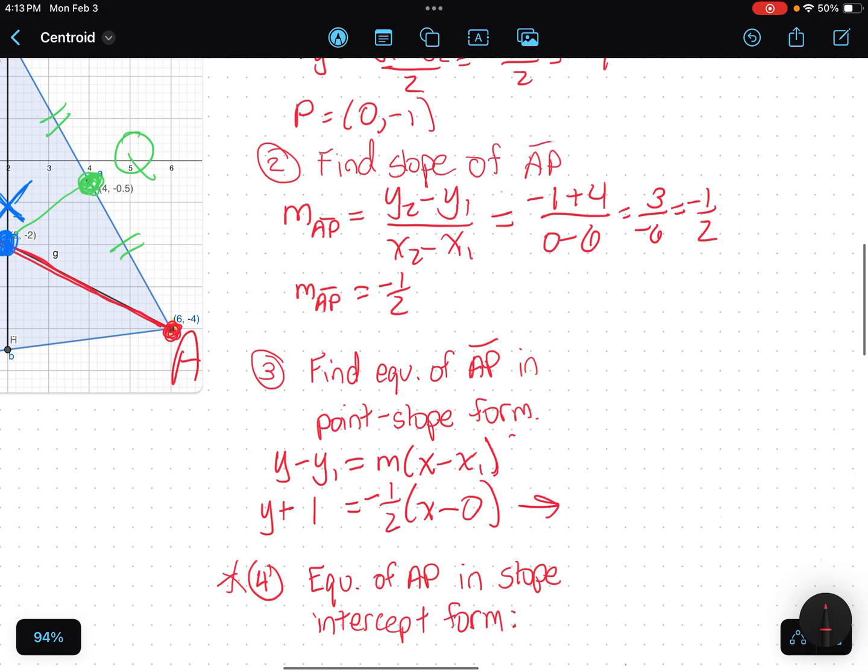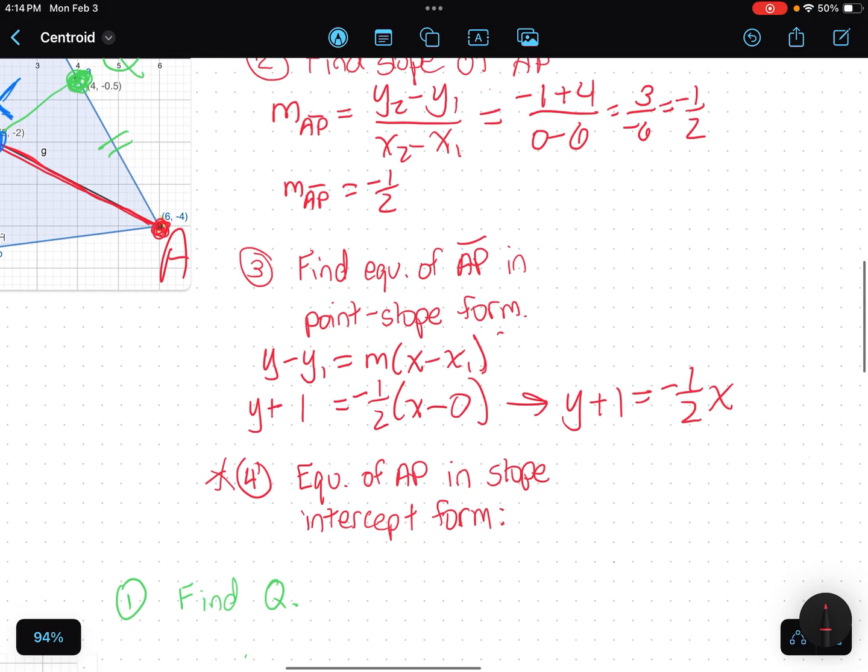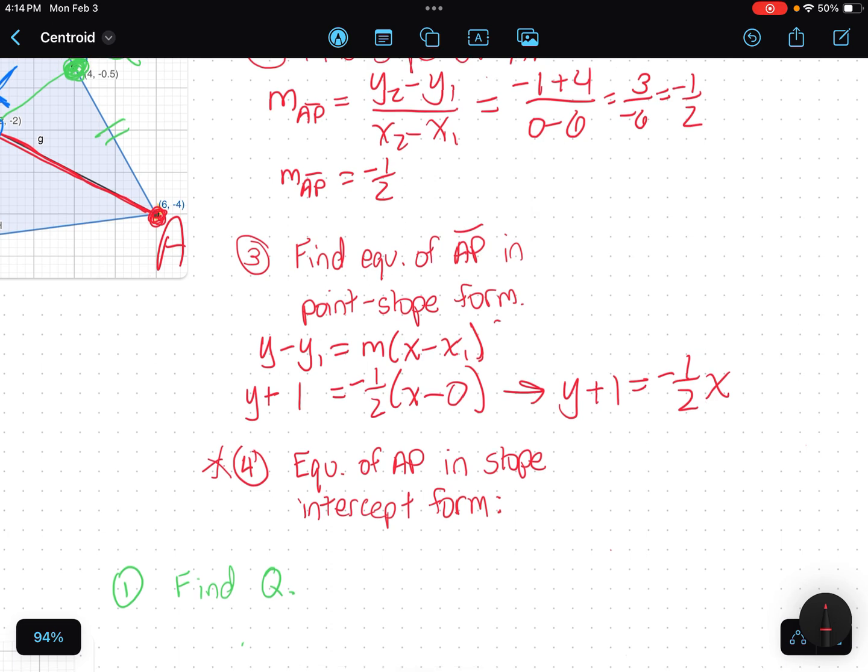Technically, that could be simplified a little bit. We're going to end up simplifying in the next step, so it's probably not critical that we do it right now, but the most simple form of point-slope form is y plus 1 equals negative 1/2 x. And now that makes it very easy to do step 4, which is to find the equation of line segment AP in slope-intercept form. All we have to do is subtract 1 from both sides. So in subtracting 1 from both sides, I now have my equation of line segment AP.